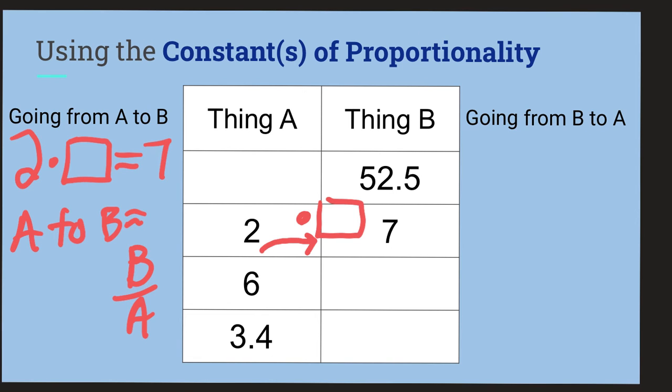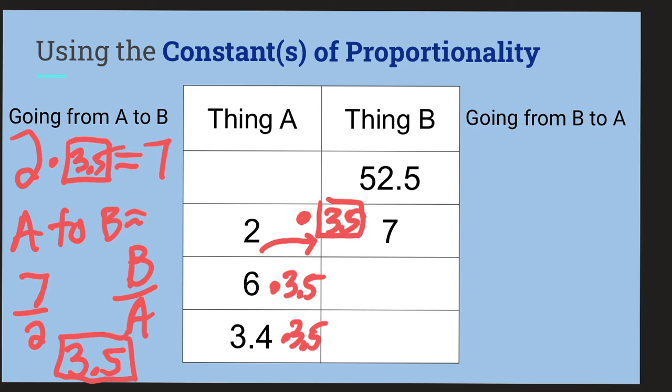All right, let's look at another method we can use to find missing values in a table. It's the constant or constants of proportionality. And just like when we are exploring scale and scale factor, to go from A to B, I want to find out what I multiply by to go from A to B. What you can do is divide B by A to find that. So I'm going to put B, which is 7, on top of 2. 7 divided by 2 is 3.5. That means my constant of proportionality to go from A to B is to multiply by 3.5.